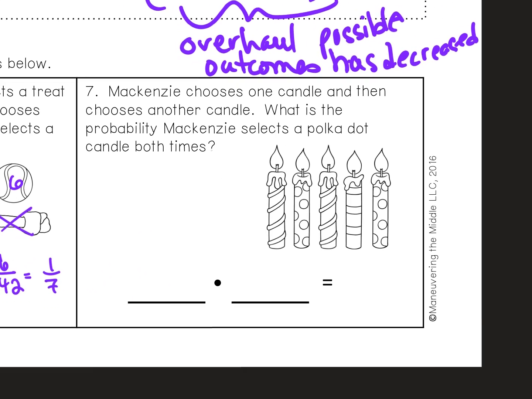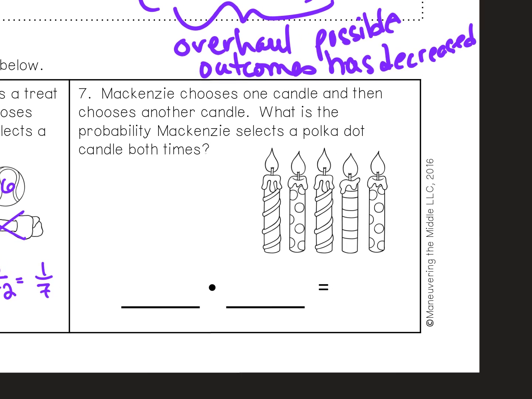Okay, Mackenzie chooses 1 candle and then another. No replacement. What's the probability Mackenzie selects a polka dot candle both times? Well, let's see. We have 1, 2, 3, 4, 5 candles to start with. How many are polka dot? 2. So 2 out of 5 are polka dot. Oh, this one's no longer available. I took it out. There's now only 4 possible outcomes. And what about a polka dot now? Well, there's only 1 possible. That's 2 20ths or 1 10th.